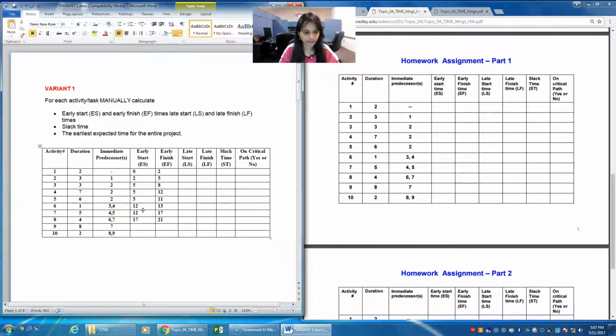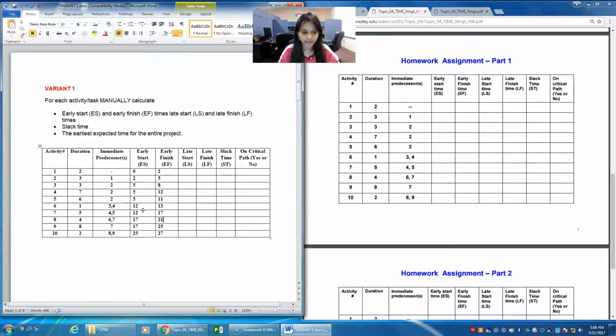And then for 9, it's from 7. The early finish of 7 is 17, and the duration is 8, so 17 plus 8 is 25. And now for 10, it's from 8 and 9, of which the biggest is 25. So you need to enter 25 here, and 25 plus 2 is 27. So that's how you'll calculate your early start and early finish.